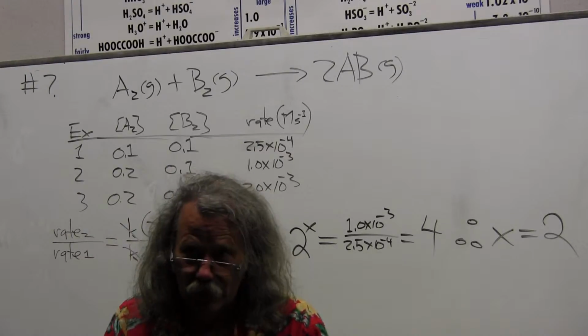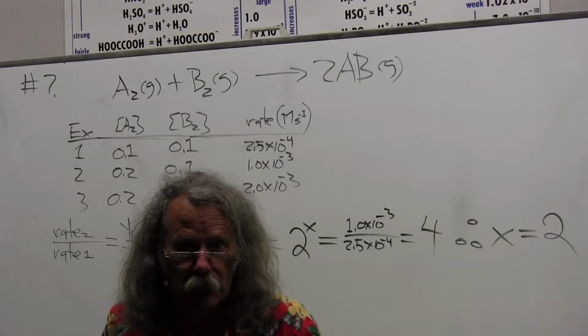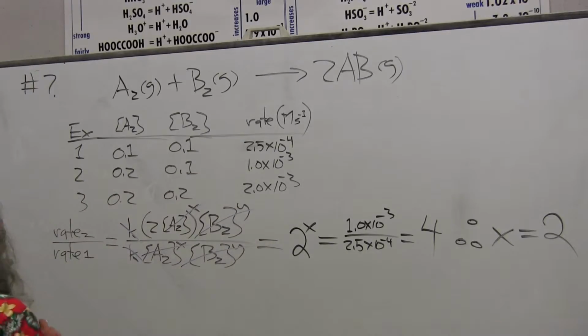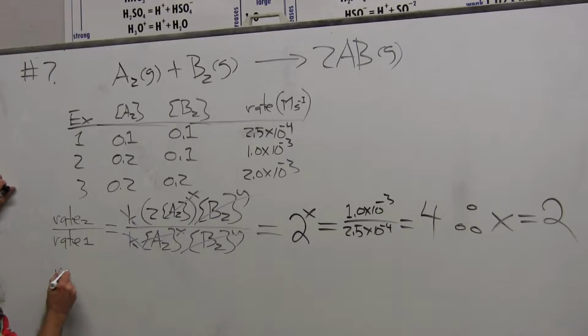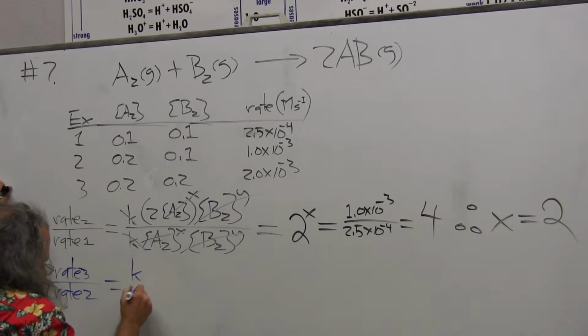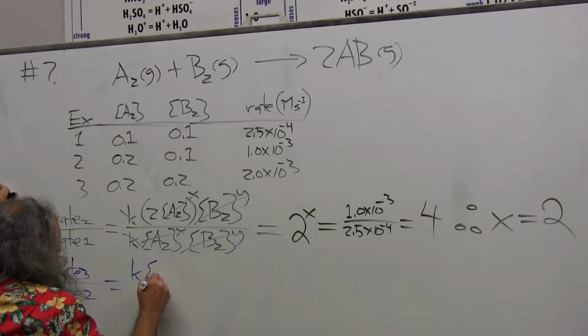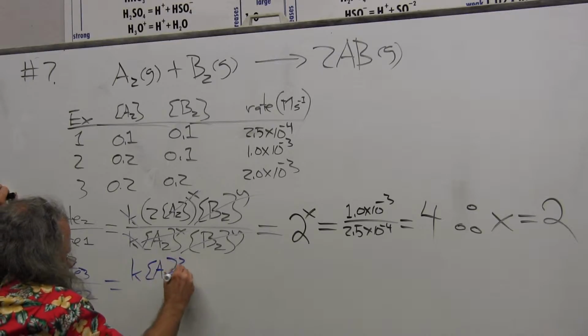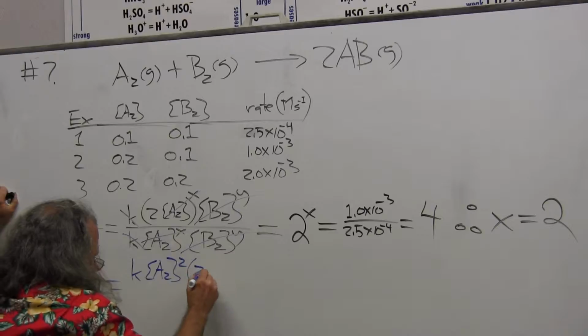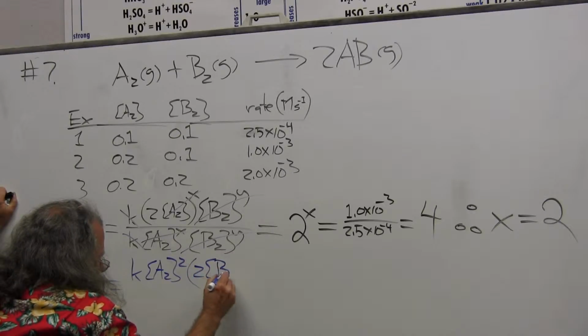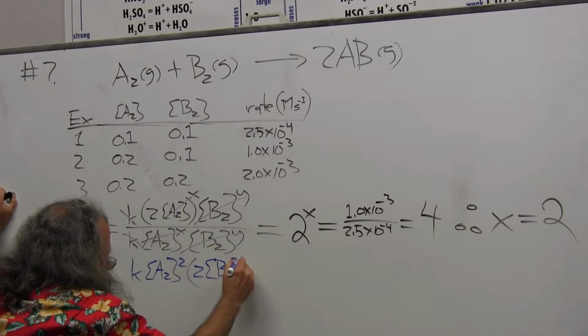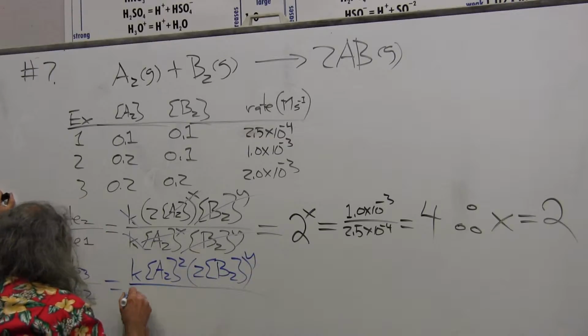So we've proven that it's second order in A2, which is what I'm going to ask you to do on the test. And so rate 3 over rate 2 is equal, again, we write out the same expression. At this point, I can take the information here and include it and put the 2 in front of the B2 to the Y over K.